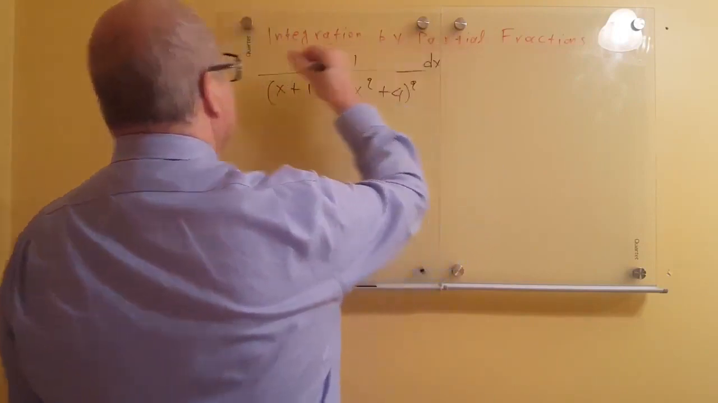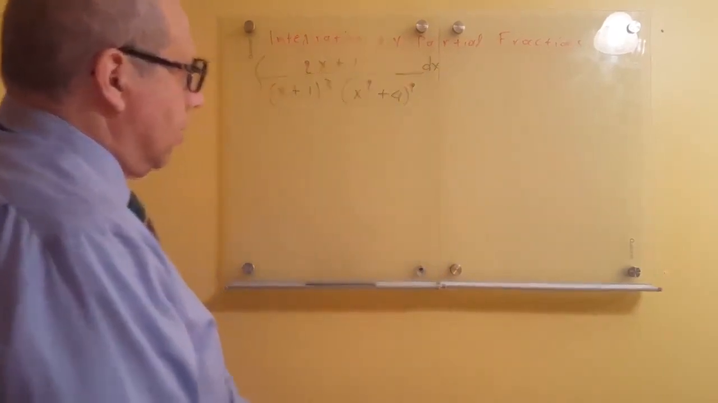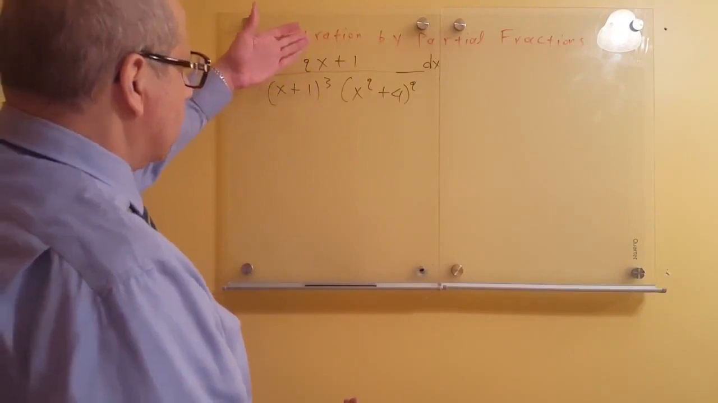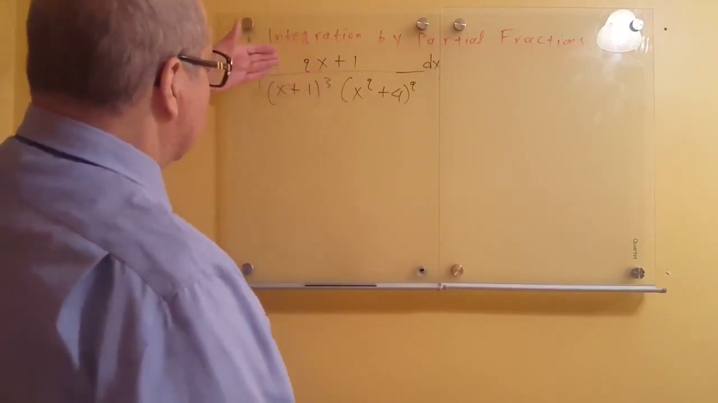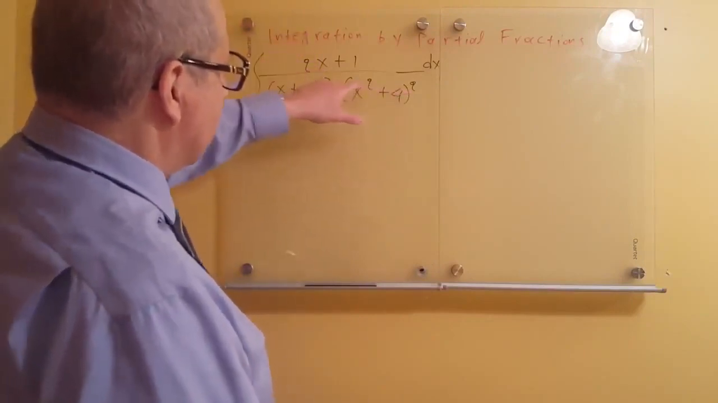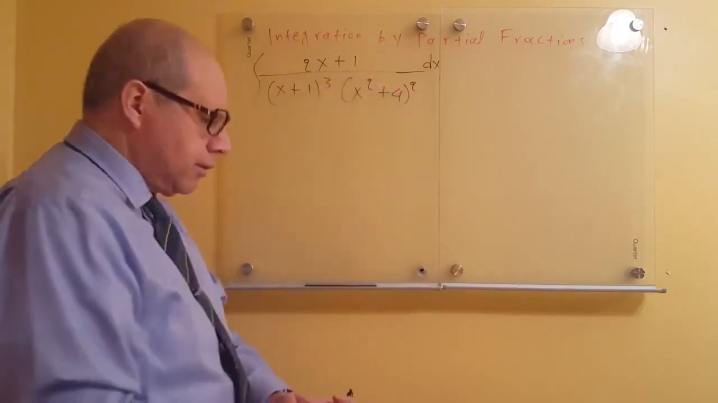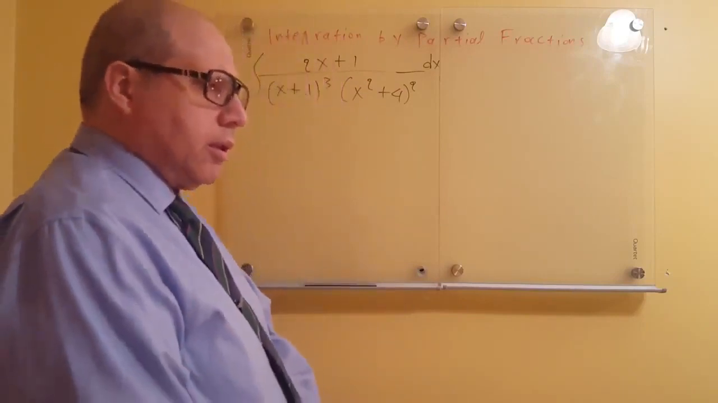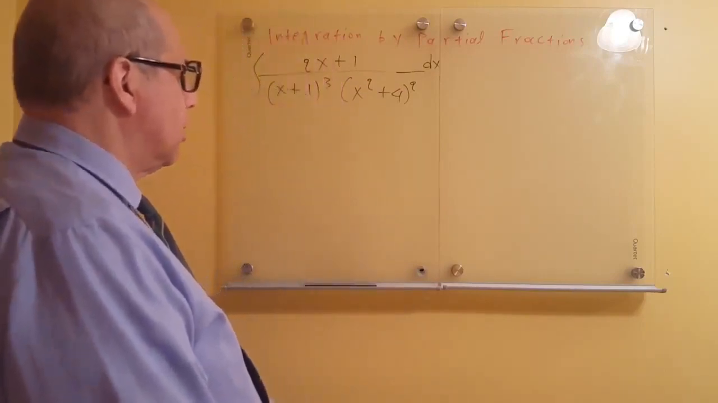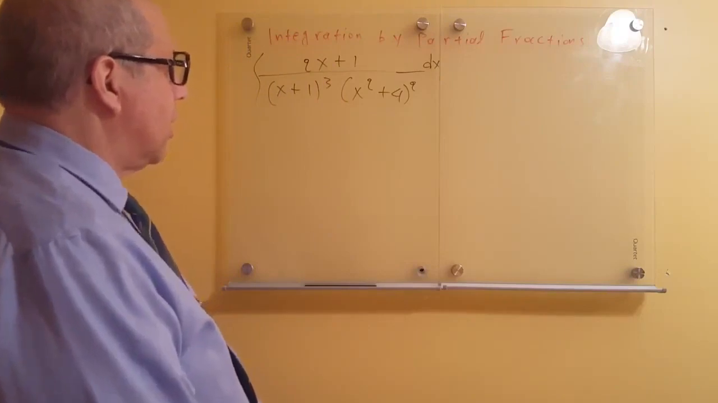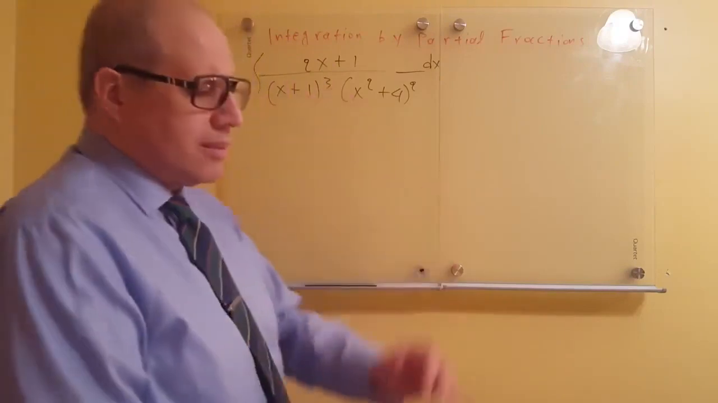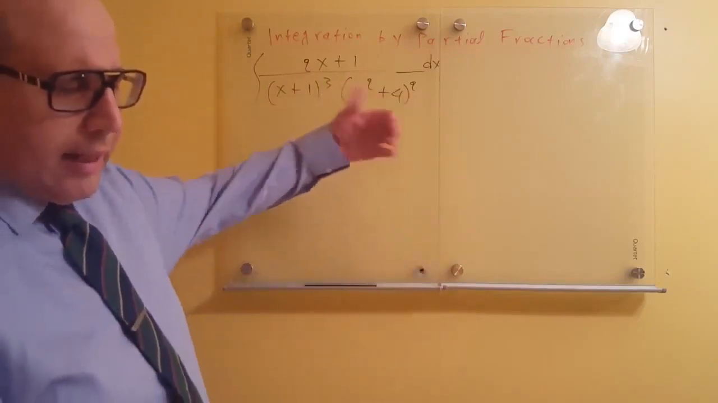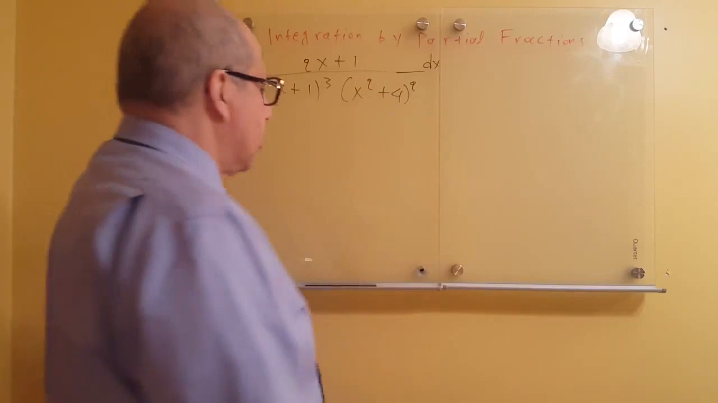And of course with respect to x. Of course, the degree of the numerator is 1 and the degree of the denominator is 3 and 4, so it's 7, so that means we don't need to do a division of polynomials. I decided to do this example because it's as complicated as it can be. What do I mean by that?